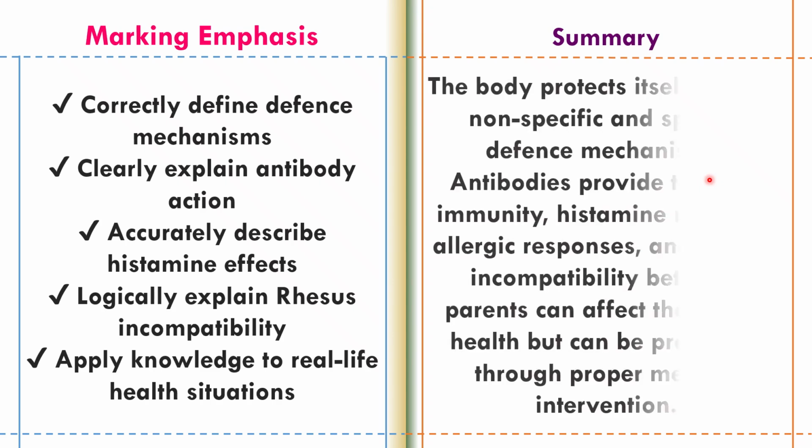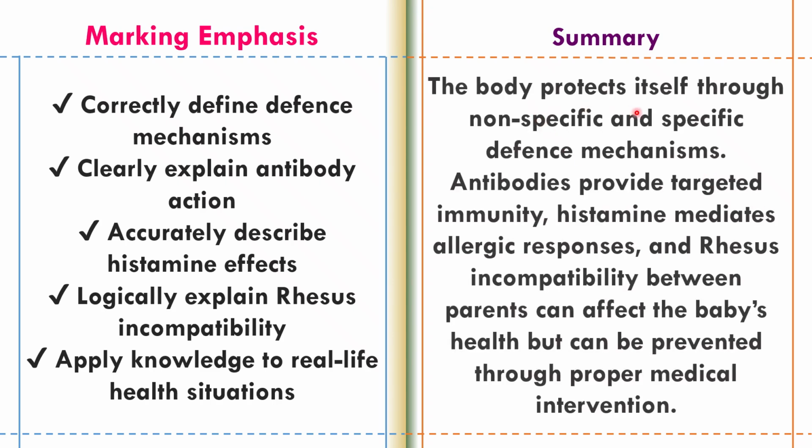Summary. The body protects itself through non-specific and specific defense mechanisms. Antibodies provide targeted immunity. Histamine mediates allergic responses. And rhesus incompatibility between parents can affect the baby's health, but can be prevented through proper medical interventions.